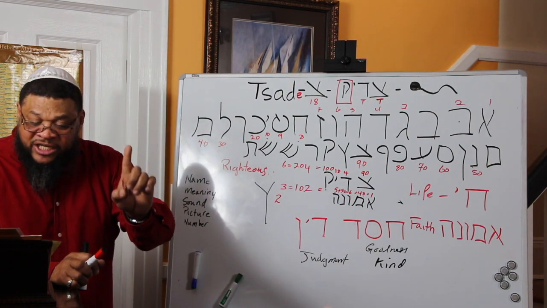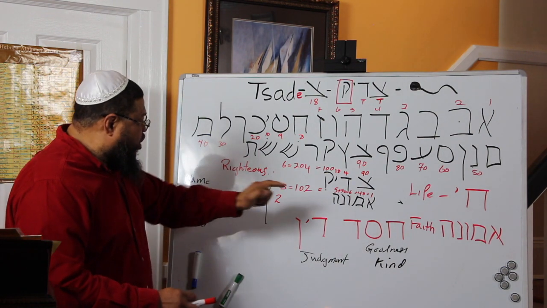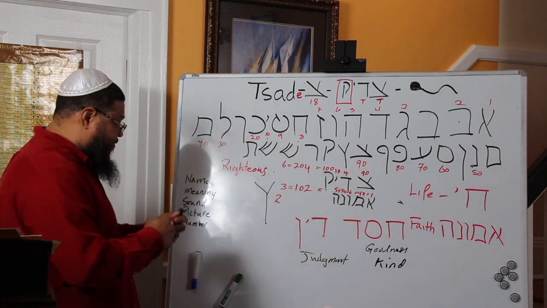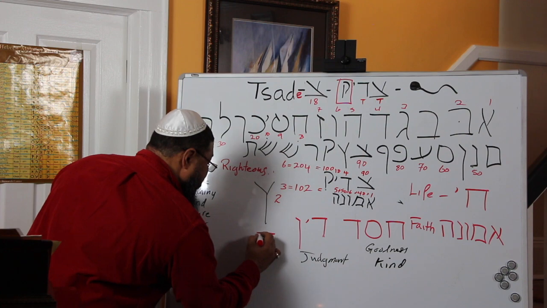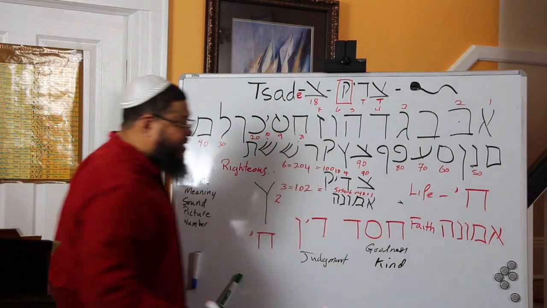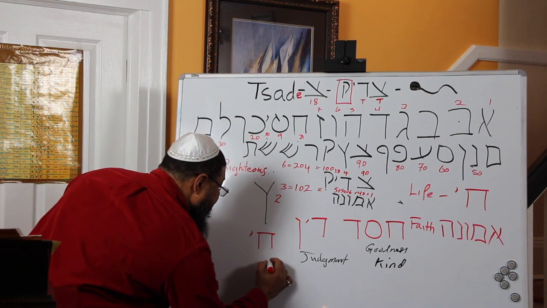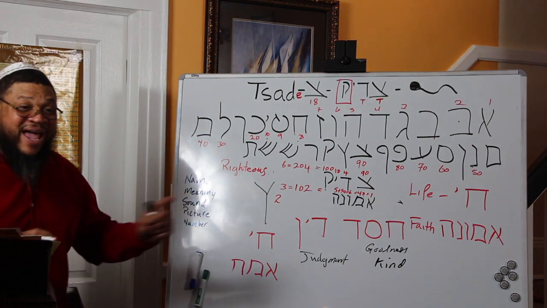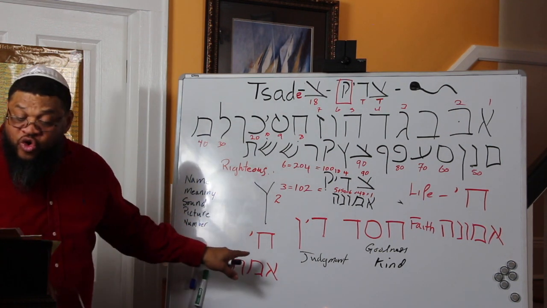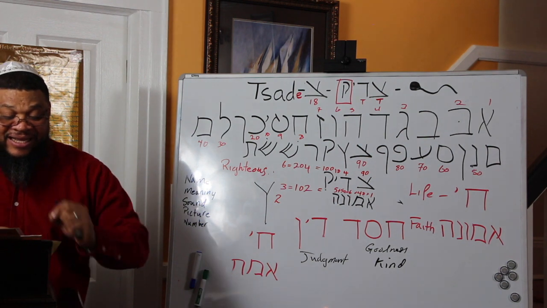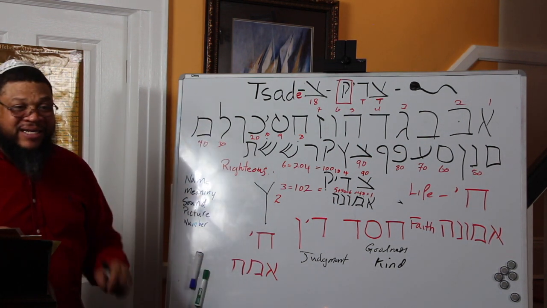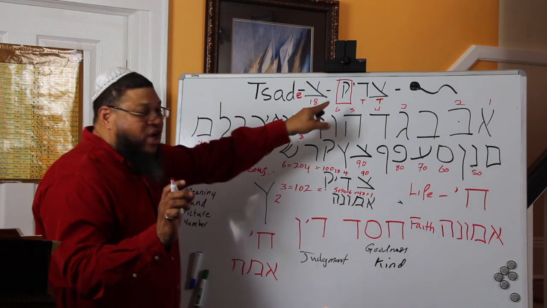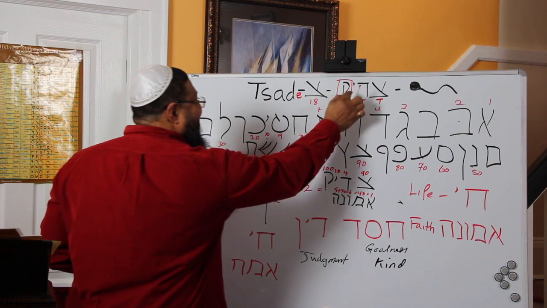And we've seen what closeness this word has with life. Because all of this, you've got to bring these two, kindness and judgment, to life. You have chet and you have emet. Now, these two words, chet and emet, life and truth. Watch how it has a relation to Tsadik.